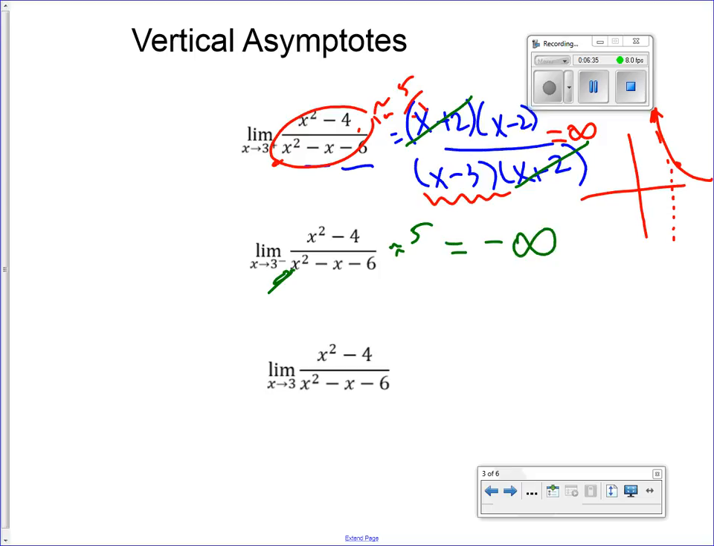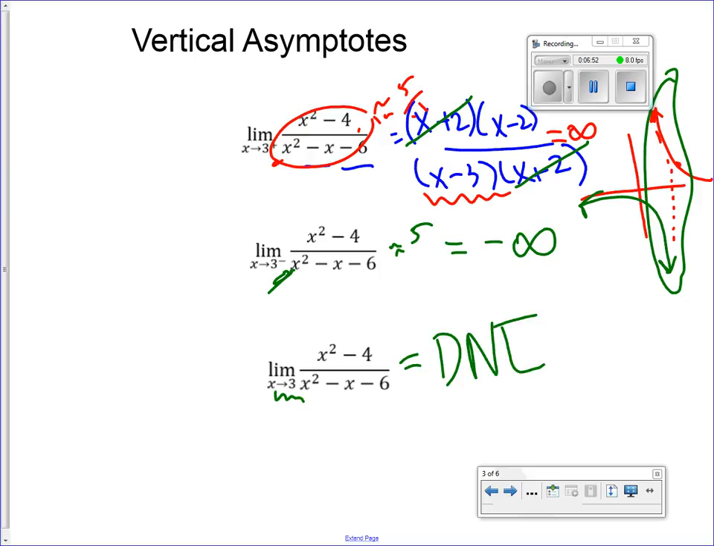So now the question is, what is the limit as x approaches 3? We know that from the right side, it's going towards positive infinity. From the left side, it's going towards negative infinity. So at 3, because the left and the right are not the same, the limit is non-existent. You can write does not exist. So that's what happens for vertical asymptotes.